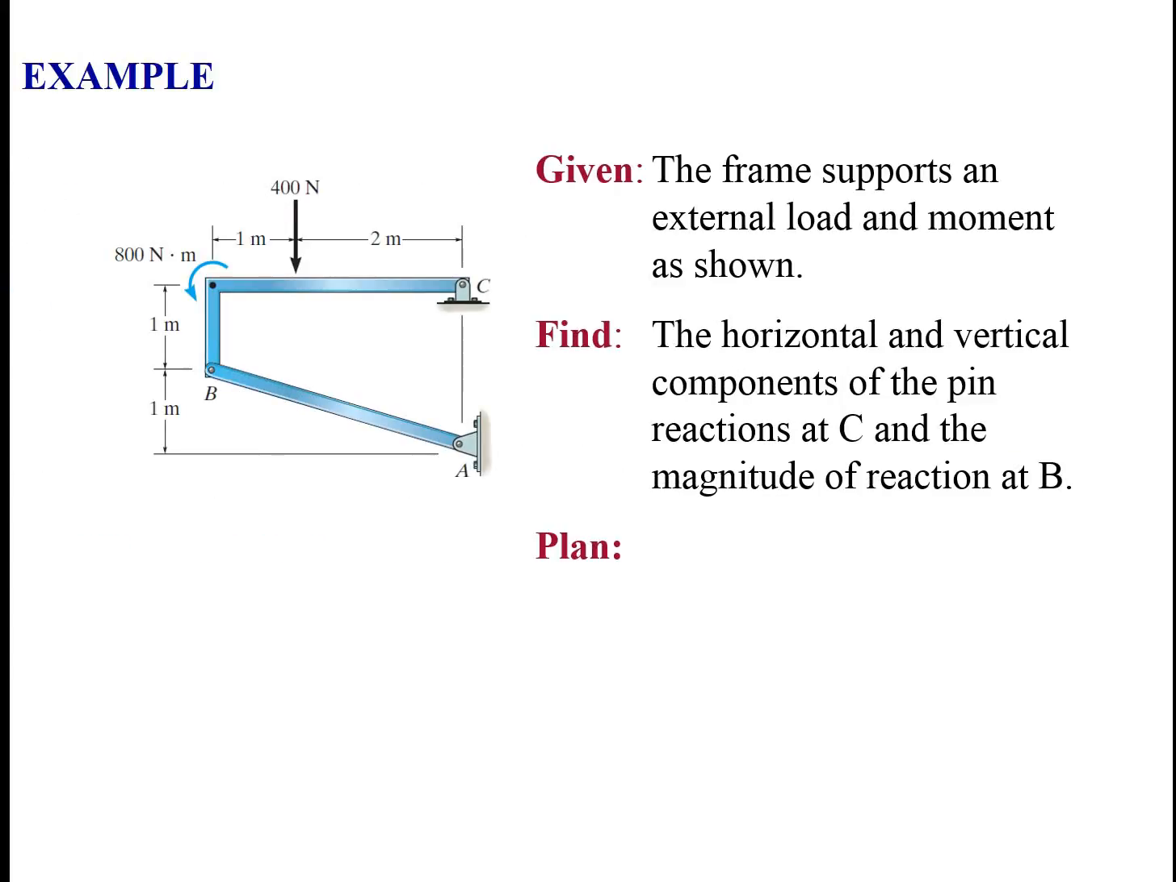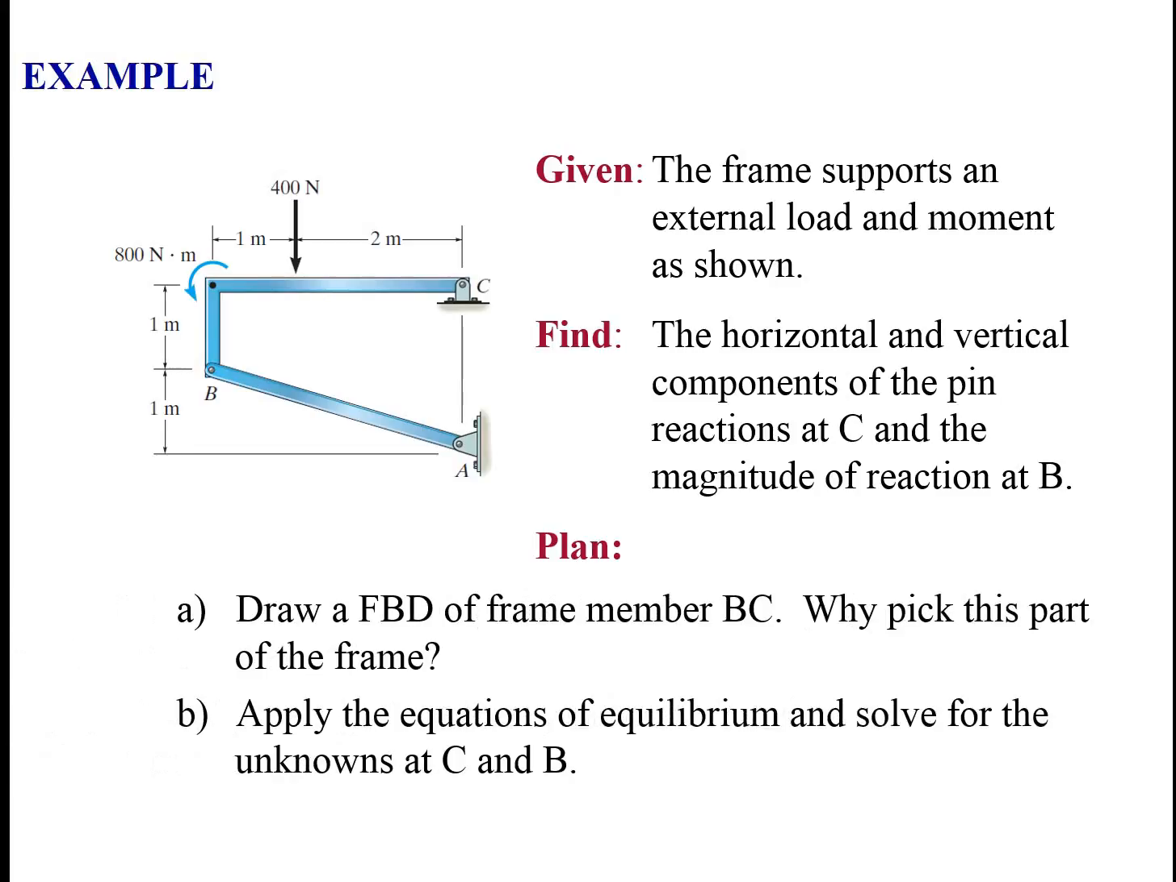So here we have this frame, ABC, that supports an external load. And we want to find the horizontal and vertical components of the pin B, the pin reactions at C, and the magnitude of the reaction at B. So what's our plan? We're going to draw a free body diagram of frame member BC. So why did we pick this part of the frame?